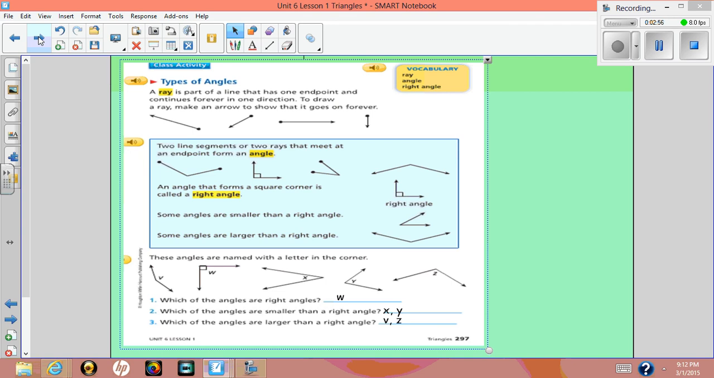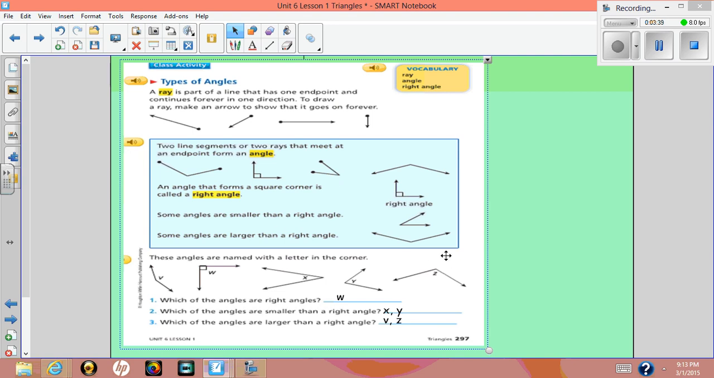So let's just review really quickly. A ray is a line that has one endpoint and continues forever in one direction. Now, two line segments or two rays that meet together at an endpoint can form an angle. Here are our angles. A right angle is two lines, segments, or rays that form an exact 90-degree angle and square. They're perpendicular to each other. Now, some angles are smaller than right angles, and some are larger. Here's a larger one, here's a smaller one.